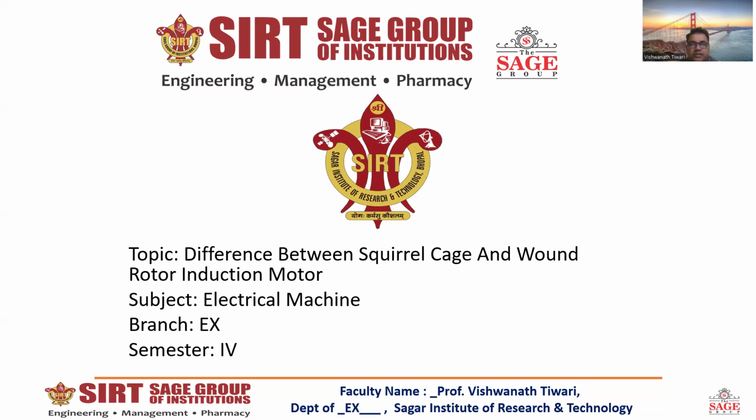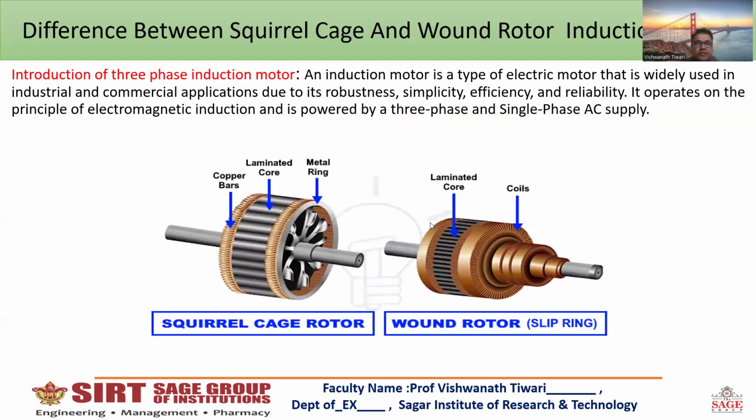Today I want to discuss the difference between squirrel cage and wound rotor induction motor. This is the third lecture in the electrical machine series. In the first lecture, I discussed the construction of a three-phase or single-phase induction motor and the operating principle of induction motor. In this lecture, I proceed with the difference between squirrel cage and wound rotor induction motor.